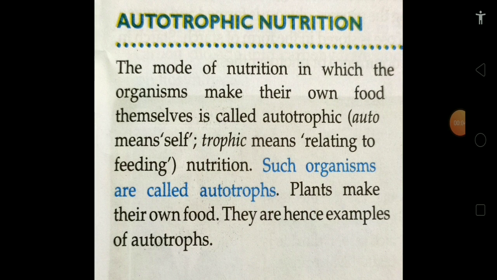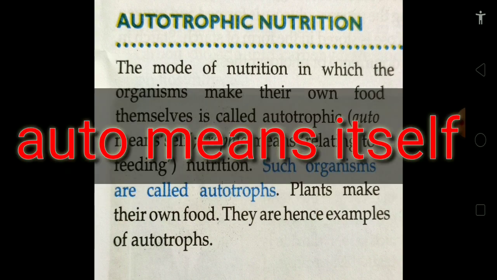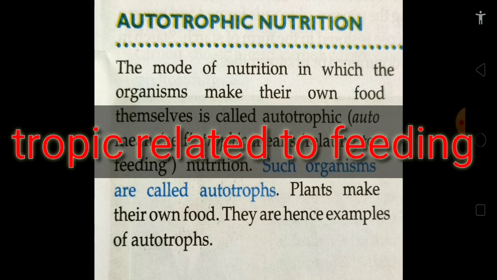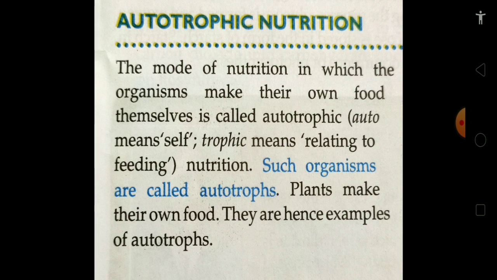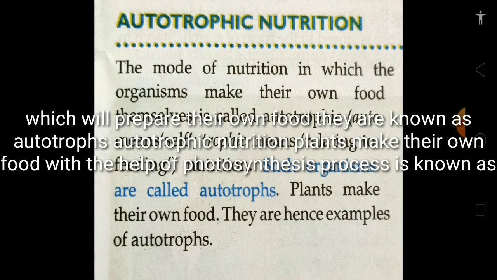Now we will see the types of nutrition. First we will consider autotrophic nutrition. In autotrophic, there are two words, auto and troph. Auto means itself, and troph means related to feeding, how they are getting food. So autotrophic nutrition is the mode of nutrition in which the organisms make their own food themselves, and such organisms are called autotrophs. Plants make their own food, hence they are examples of autotrophs.